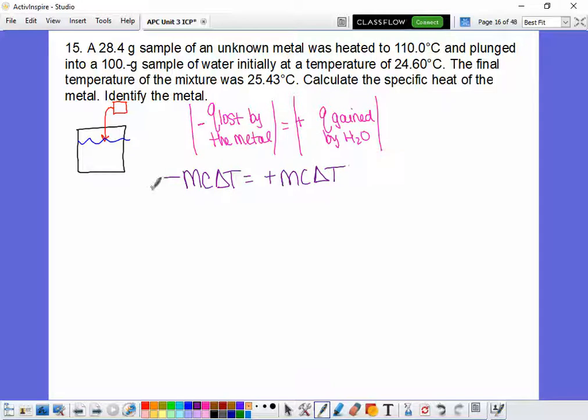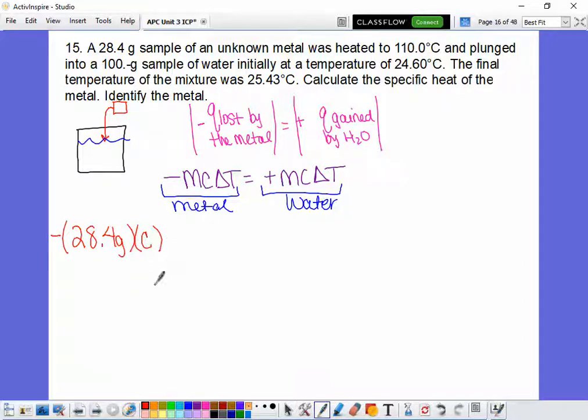Okay? Where negative MCAT is going to be all of our metal information. It's negative because our Q is negative. And positive MCAT will be all of our water information. It's positive because its Q is positive. So now we can just plug in. It's going to be a lot of algebra here. So, negative. The mass of my metal is 28.4 grams. C is what I'm solving for. That's my unknown.